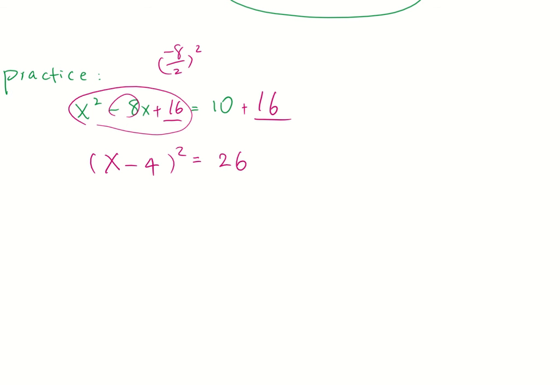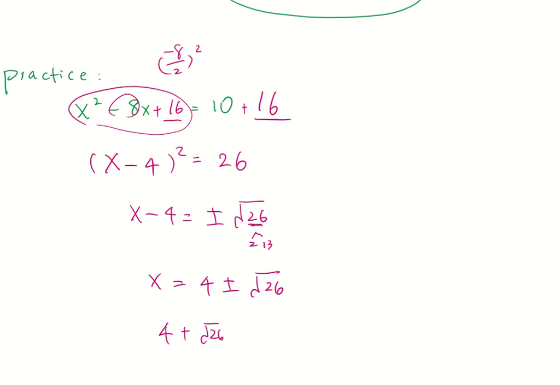So take square root on both sides. x minus 4 equals plus or minus square root of 26. Well, 26 is 2 times 13. You can't simplify it further, so we'll just leave our answer like that. Add 4 on both sides. x equals 4 plus or minus square root of 26. So you have two real solutions. One is 4 plus square root of 26. The other one is 4 minus square root of 26. I hope you got it correct, and I will see you in the next video.